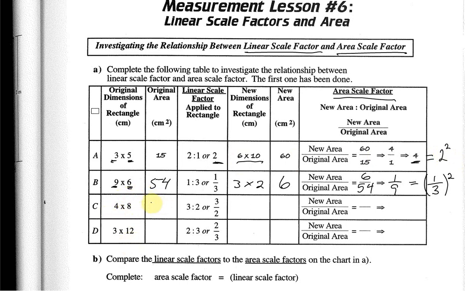So our next rectangle is 4 by 8 with an area of 32. And we have this linear scale factor of 3 to 2. Because neither the numerator nor the denominator are 1, we are going to have to maybe use proportions to help us to find the new dimensions of the rectangle. Remember that for scale, you always have new over original.